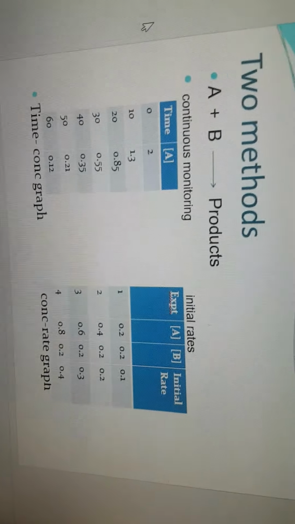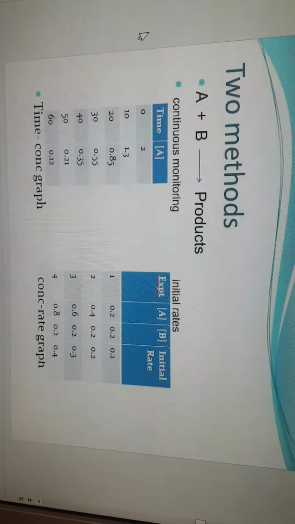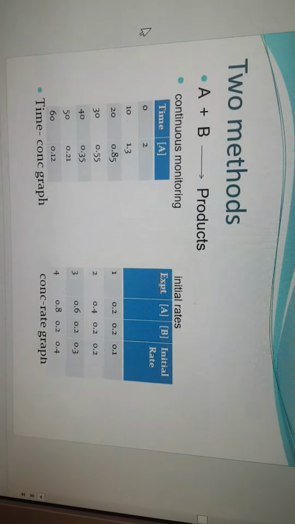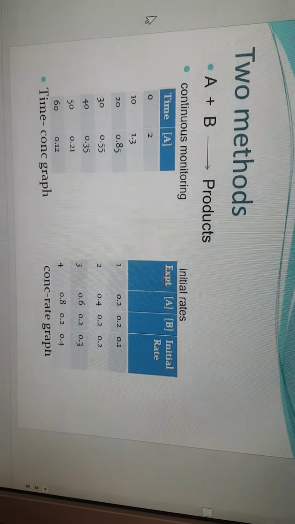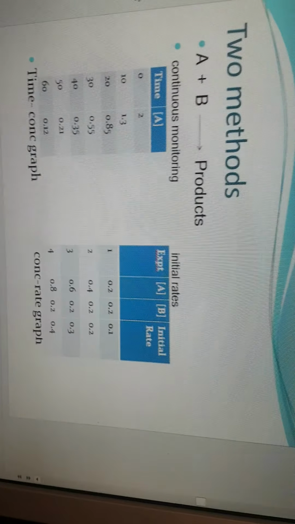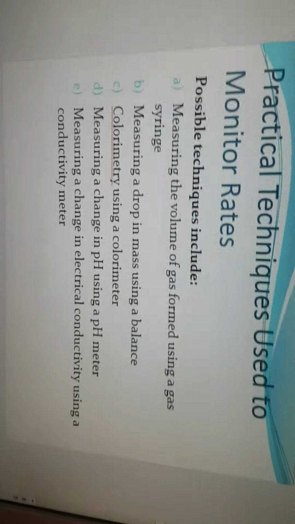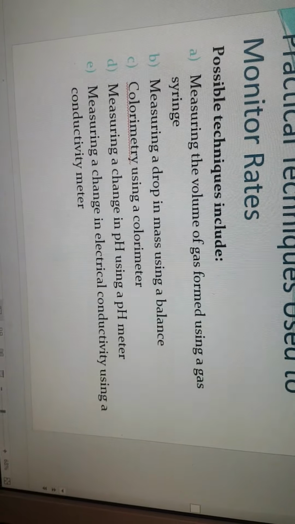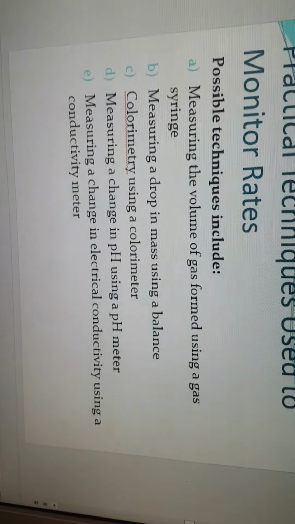So, to summarise, in any sort of investigation into rates, you have to decide on both. One, are you going to use the continuous monitoring or initial rates methods? But then secondly, you must decide which practical technique, which of these 5. So for any investigation, you must choose a method and a technique.